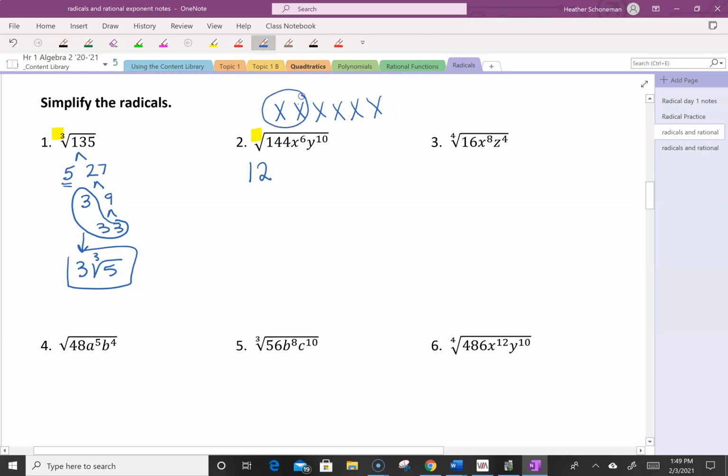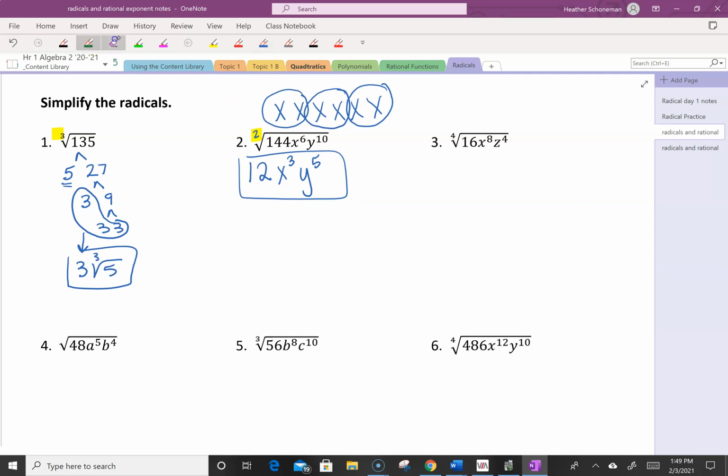And because square root is 2, I'm looking for groups of 2. So here's one group of 2, 2 groups of 2, and 3 groups of 2. So there are 3 groups of 2, so I'm going to put x to the third. And I'm going to do the same thing with the y's. Well, how many groups of 2 are in 10? Well, there's 5, so this is y to the 5th, and that's my final answer.